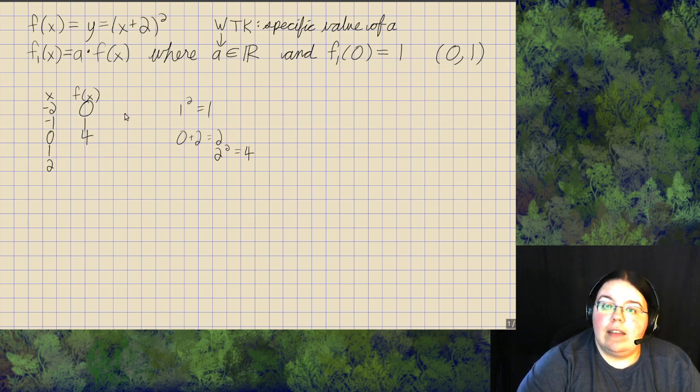Okay, let's see. 1 plus 2 is 3. 3 squared is 9. 2 plus 2 is 4. 4 squared is 16. Okay, pretty straightforward.